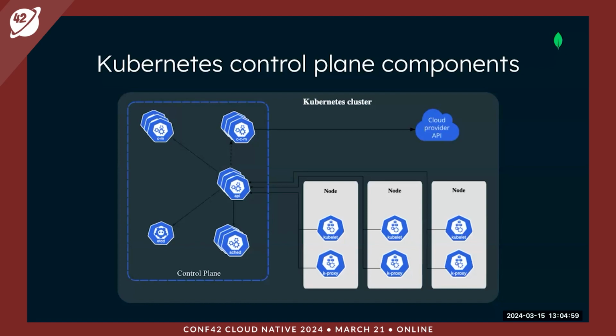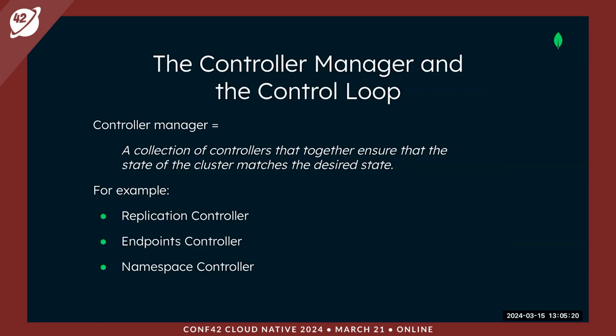And finally, etcd, which is a highly available key value store that acts as the cluster's single source of truth. It stores all the configuration data about the cluster and its resources. These components work together to automate and manage the lifecycle of containerized applications within the Kubernetes cluster. It's worth digging a little deeper into the controller manager and the control loop. They're intertwined concepts in Kubernetes, and they're also critical as we start to talk about operators.